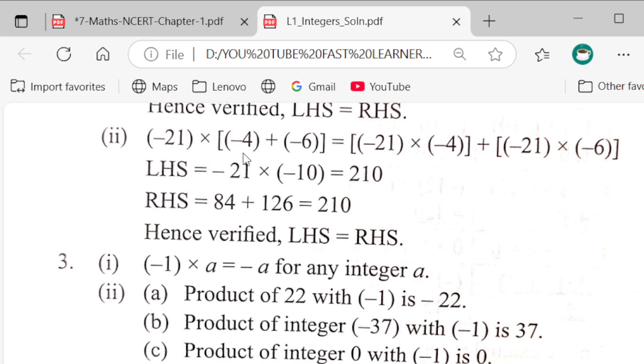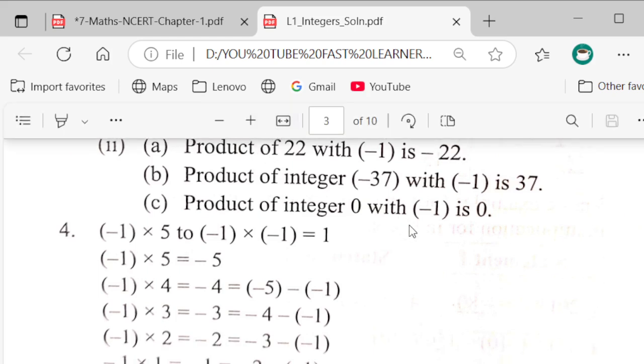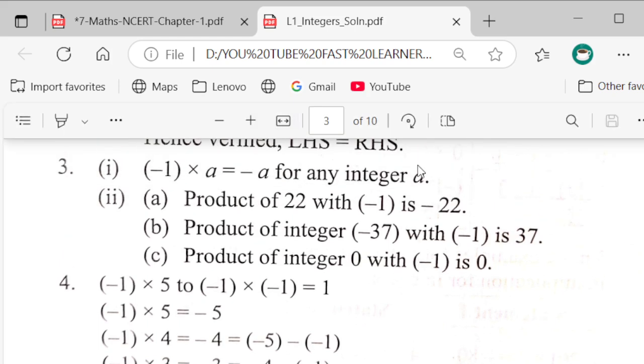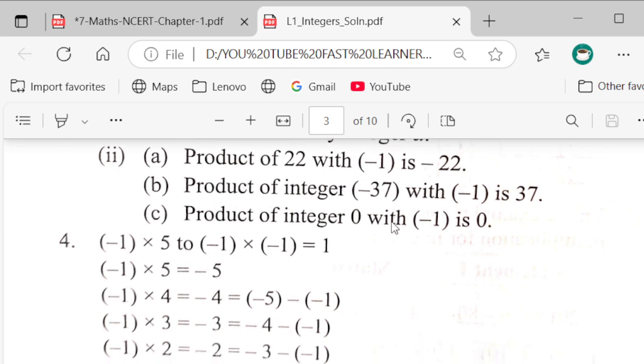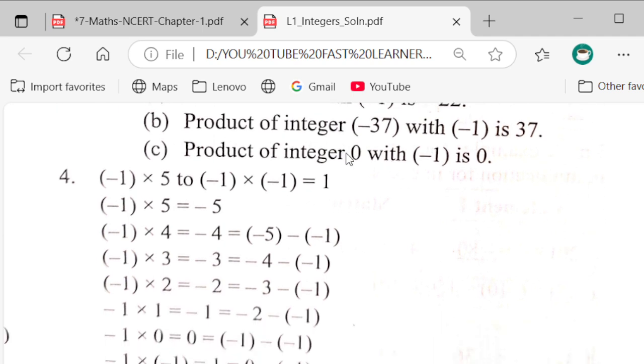Now see another verification. Minus 21 into bracket minus 4 plus minus 6. And then you have to show this LHS and RHS. So you verify that this is the same. Minus 1 multiplied by A will give you minus A. Product of 22 with minus 1 will be minus 22. This two, if you will multiply negative number, answer will be plus 37. And then product of integer is this.